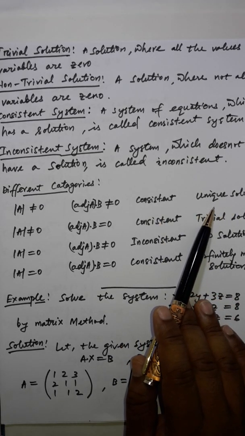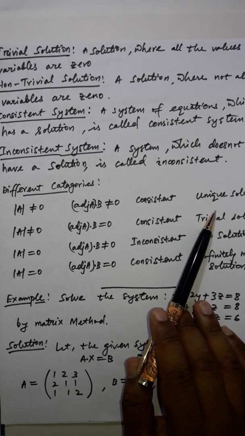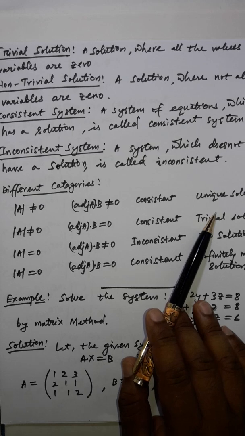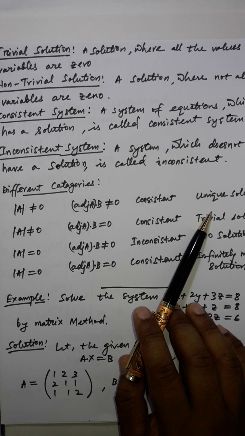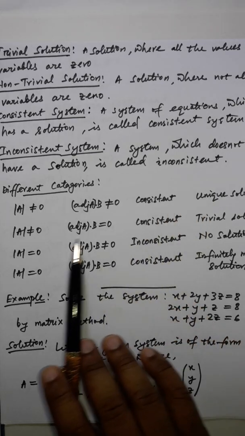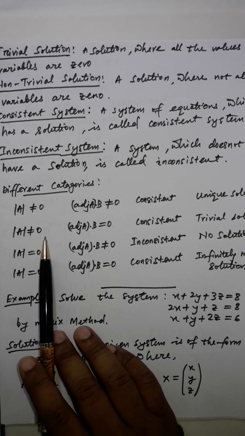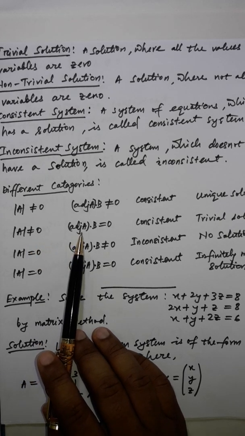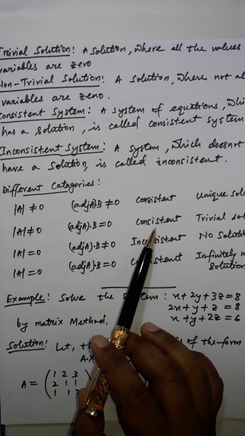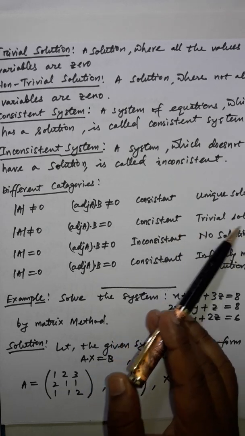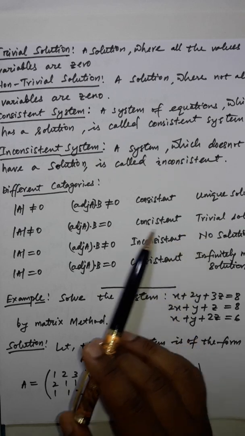Unique solution means you will get only one set of solutions, only one single value each of x, y and z, or whatever variables you are using in the system. You will not get repeated answers. The second case says that if the determinant of A is not equal to 0, but the product of the adjoint of A with B is a 0 matrix, then also the system is consistent, but the solution will be trivial. Trivial solution means the value of all the variables will be 0 at a time.